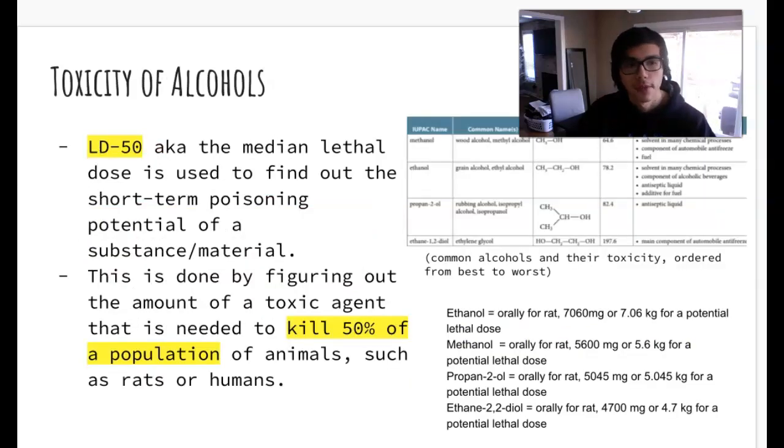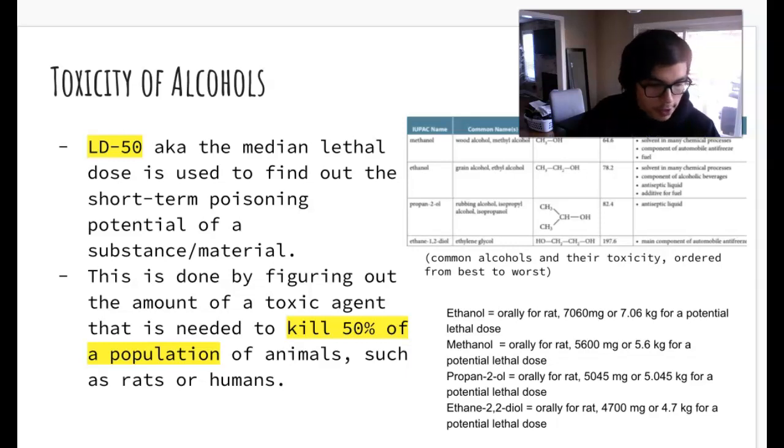Toxicity of alcohols. LD50, aka the median lethal dose, is used to find out the short-term poisoning potential of a substance or material. This is done by figuring out the amount of a toxic agent that is needed to kill 50% of a population of animals, such as rats or humans.